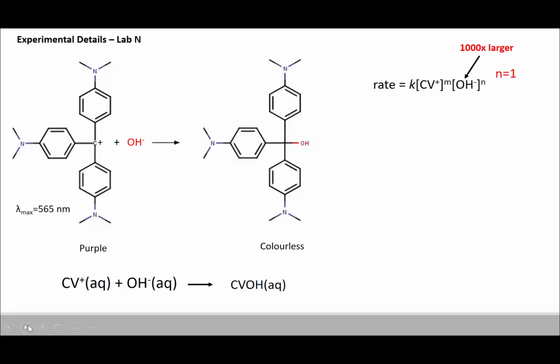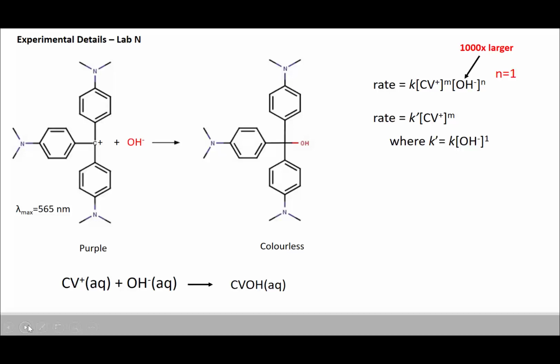A simplified rate law can be written where k' is a pseudo-rate constant and is equivalent to the actual rate constant multiplied by the hydroxide concentration. Our goal in this experiment will be to produce an absorbance versus time graph which shows the consumption of the crystal violet cation. Using Beer's law, the absorbance can be converted to the concentration of the crystal violet cation.